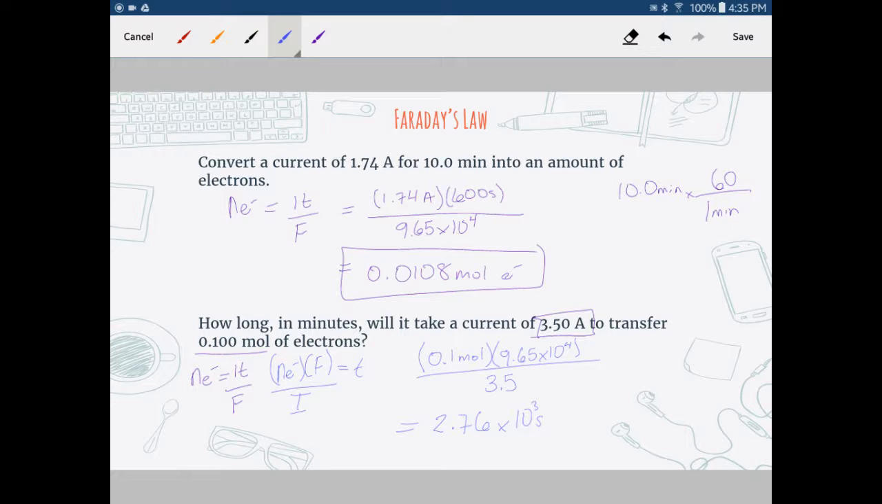Now again, because this is asking for minutes, which is an important thing to note, I need to change this unit of seconds into minutes. So in 1 minute, there are 60 seconds. So I'm going to divide this value by 60, and I get that this equals 46.0 minutes when I plug that into my calculator. Okay, so these are the basic calculations that we can do with Faraday's law.